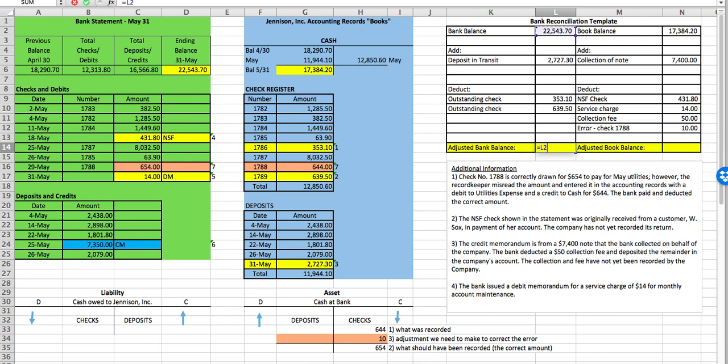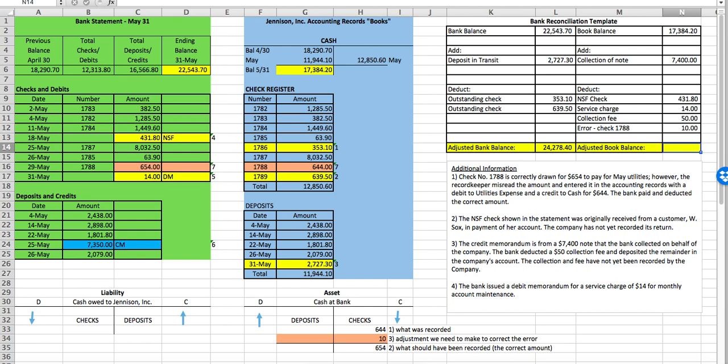We're going to add in any items that we need to. In this case, it's the deposit in transit. And then we're going to subtract out any items that we said we were going to deduct, and that's the outstanding checks. And when we do that, we arrive at $24,278.40. That's right here. Okay. Then we're going to do the same thing on the other side.